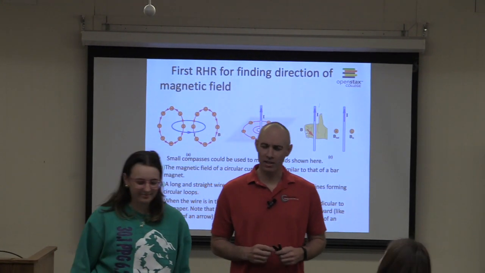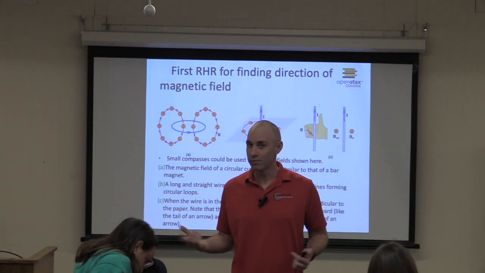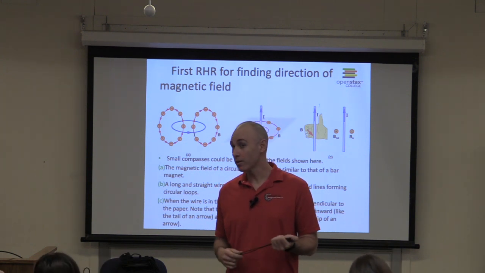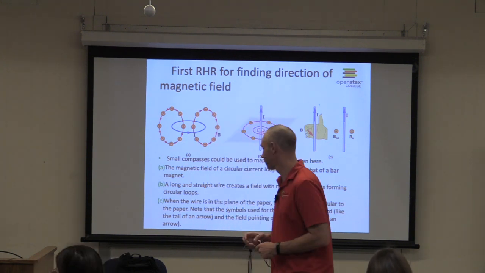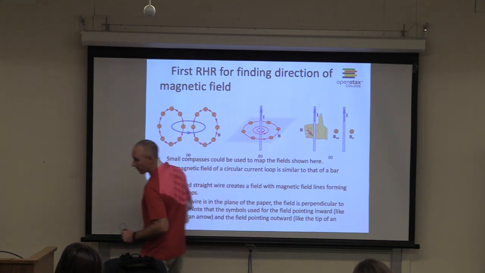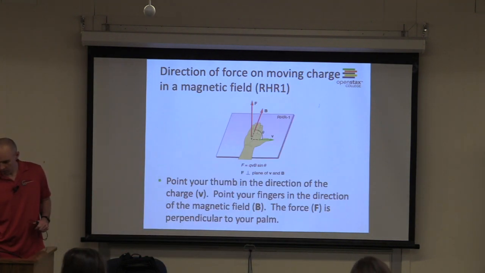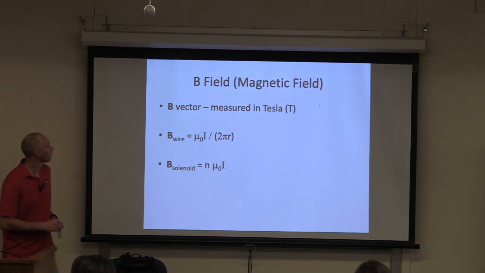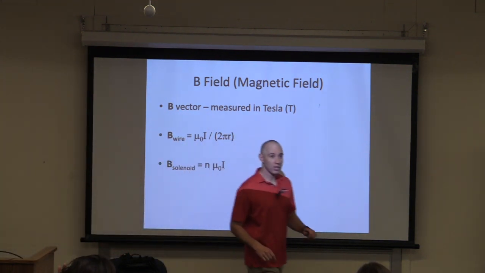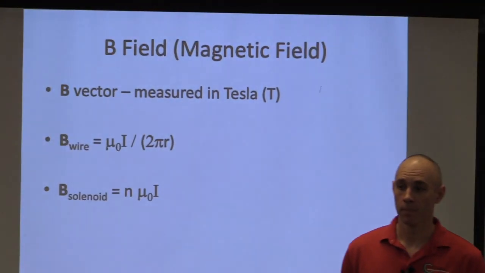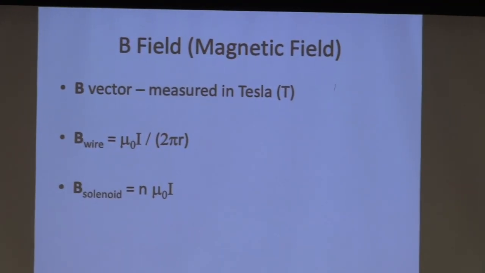How strong is the magnetic field? Now we know the direction. It's a vector, and direction is important. We also need a magnitude. We have to figure out how strong it is. If you want to find the strength of the magnetic field, we have an equation for that.